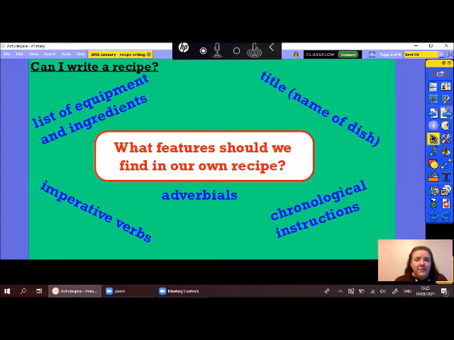These are the ones I came up with. Our recipe should have a title or the name of the dish, the name of what we're making. It should have a list of equipment and ingredients. It should have imperative verbs, those bossy verbs that tell us what to do. It should have adverbials to tell us how, where, or when to do it. And it should have chronological instructions. Remember, that's instructions that are in the right time order.